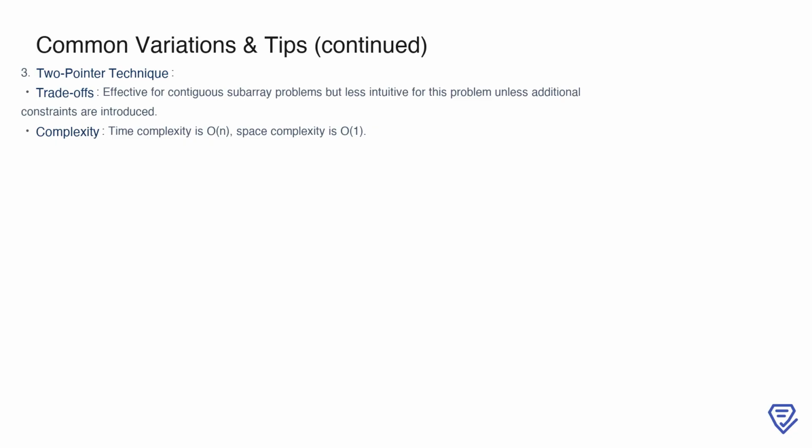Finally, the two-pointer technique is another approach worth considering, especially for problems involving contiguous subarrays. This method is efficient, with a time complexity of O(n) and space complexity of O(1), making it suitable for many scenarios. However, applying it to this problem can feel less intuitive unless extra constraints are introduced, such as limiting how segments are processed or analyzed. While it's a powerful tool for certain challenges, its utility here is context-dependent and may require additional logic to fully leverage its strengths. Ultimately, the choice of approach should balance simplicity, efficiency, and the specific requirements of the problem at hand.